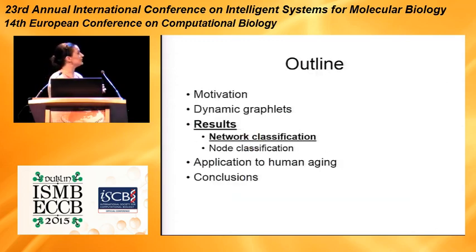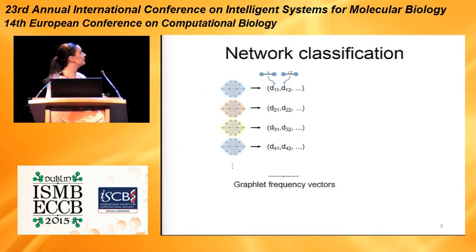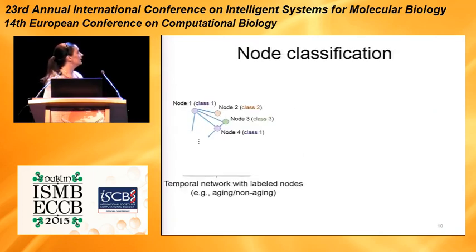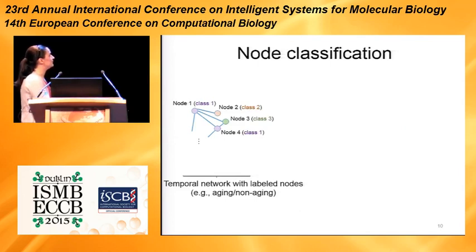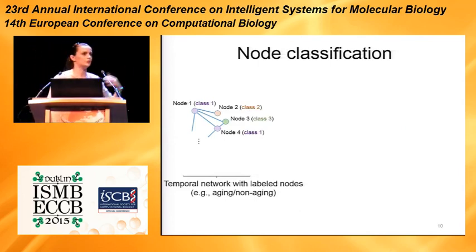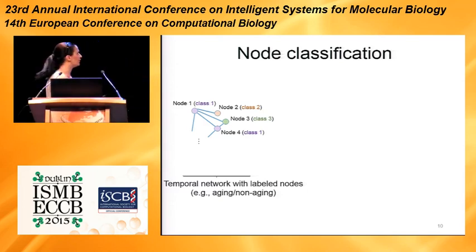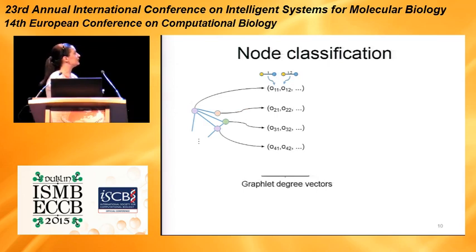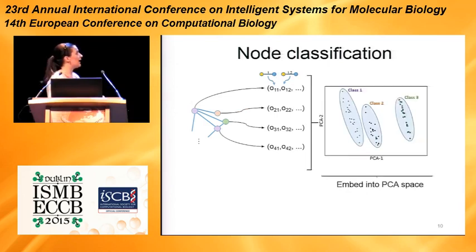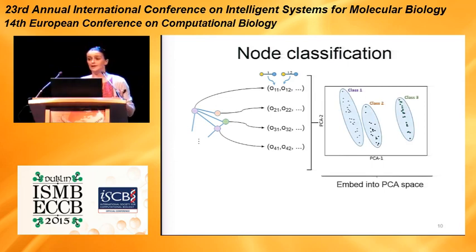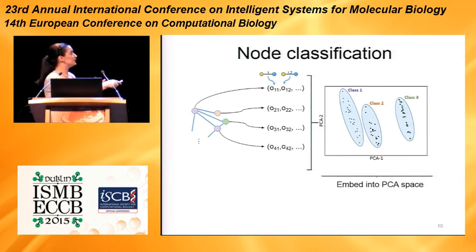We do 2 different analyses. I will skip network classification in the interest of time and talk about node classification. For each node in the network, we have different labels on nodes, either cancer or non-cancer, aging or non-aging, or in social networks, manager versus employee versus CEO, and so forth. Given a dynamic network, we compute the graphlet degree vector of each node and try to see if we use PCA, the principal component analysis dimensionality reduction technique, can we correctly group in this 2-dimensional space nodes with the same label and separate nodes with different labels.